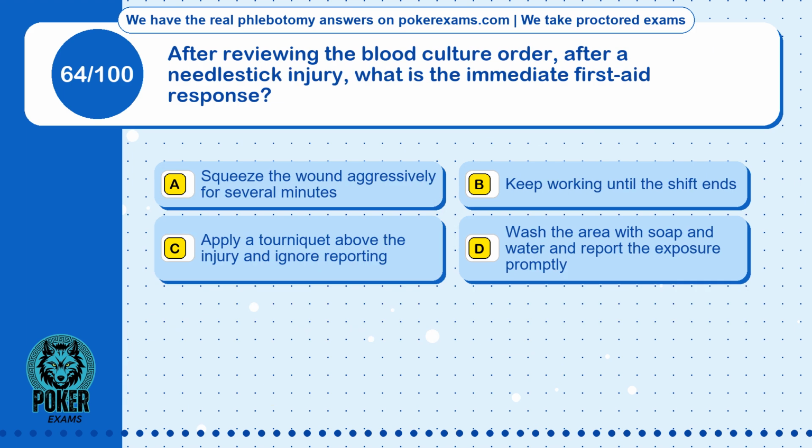Question 64. After reviewing the blood culture order, after a needle stick injury, what is the immediate first aid response? Option A, squeeze the wound aggressively for several minutes. Option B, keep working until the shift ends. Option C, apply a tourniquet above the injury and ignore reporting. Option D, wash the area with soap and water and report the exposure promptly.